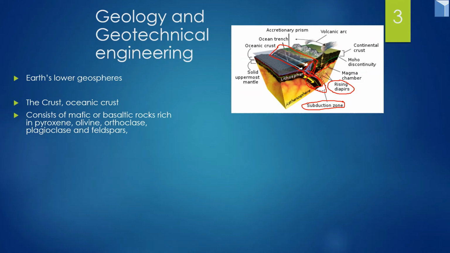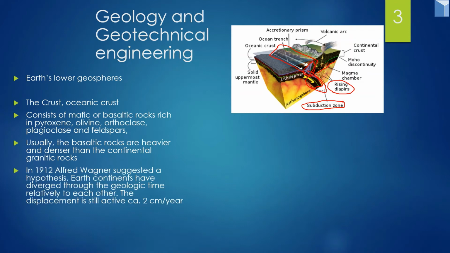The materials in the oceanic crust consist of mafic or basaltic rocks rich in pyroxene, olivine, orthoclase, plagioclase, and also feldspar minerals. Usually the basaltic rocks are heavy enough and denser than the continental granitic rocks.